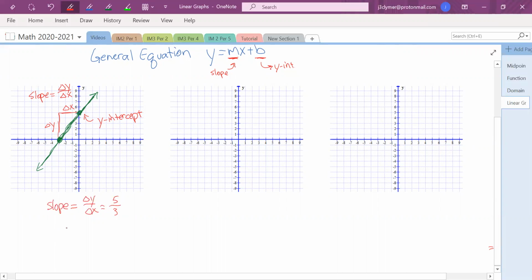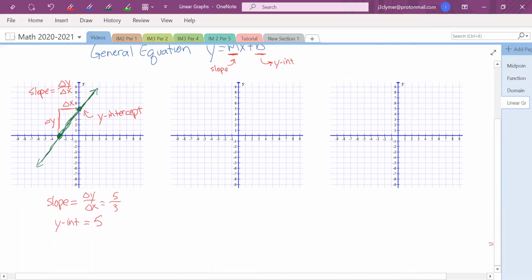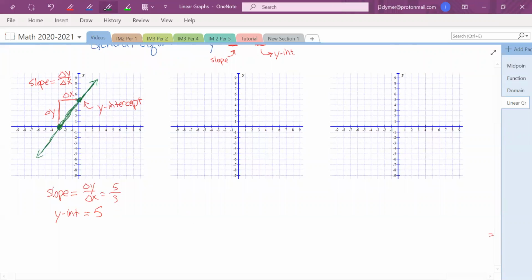Your y-intercept is going to be wherever it crosses the y-axis. In this case, it is at 5. So now it's just a matter of plugging into your equation. So the equation is going to be y equals m, which is 5/3. And by the way, I'll say m over here. m is the same thing as your slope. Okay, m is 5/3, and then you say x.